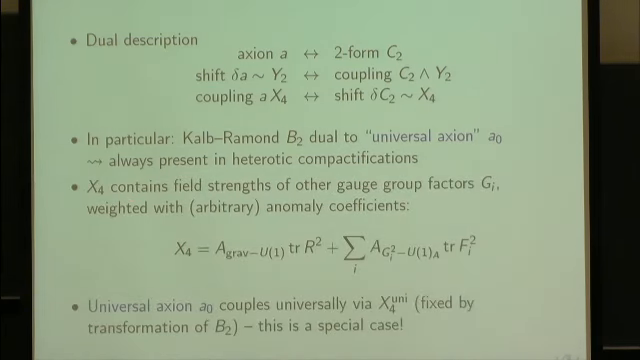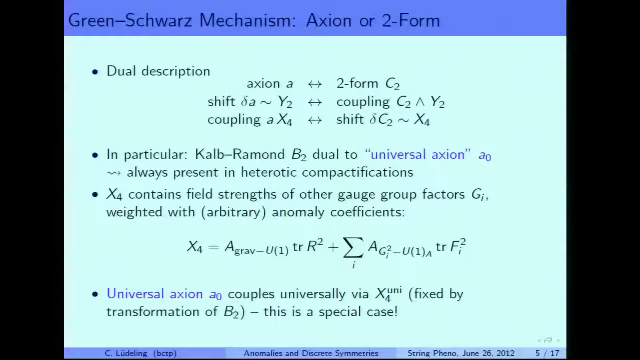And of course, this x4, just by construction, can only contain basically things like trace R squared and trace F squared for various gauge groups, and has a bunch of coefficients. And these are just the anomaly coefficients you would calculate via, say, triangle diagrams. So these a's would be sums over charges times Dynkin indices or so. And of course, the universal axion a0 is universal because the coupling is universal. So for this a0, there's one distinguished x4, which is basically fixed by supersymmetry, or by the transformation of B2, which is again fixed by supersymmetry already in 10 dimensions. So this one is the special case of the universal axion, which is dual to this Kalb-Ramond B2, which couples universally.